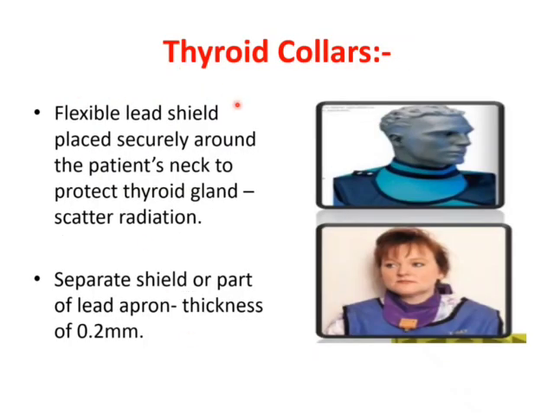Next, about the thyroid collar. So this is the thyroid collar. This blue one is the thyroid collar. It is a flexible lead shield placed securely around the patient's neck to protect the thyroid gland, thereby protecting it from the scattered radiation. A separate shield can be a part of the lead apron. The thickness is 0.2 mm.